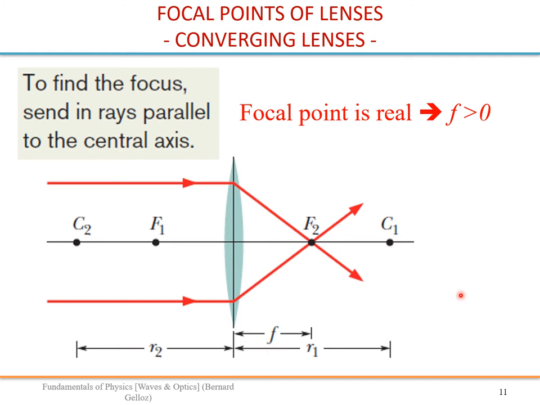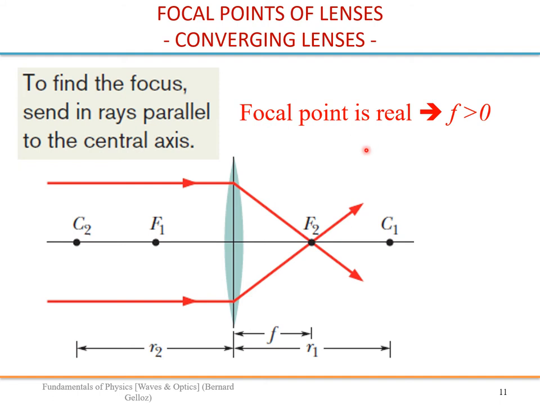So indeed, let's see that. The intersection of such a ray, so let's take a ray that is parallel to the central axis. We know that for a converging lens, it will be bent towards the central axis. And the point where it intersects that central axis is called the focal point.